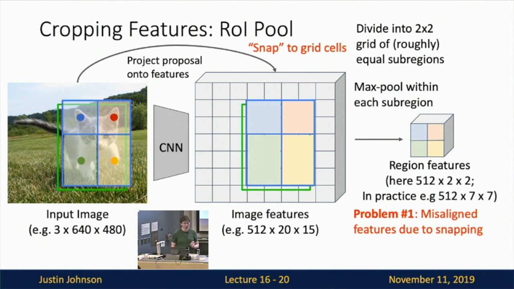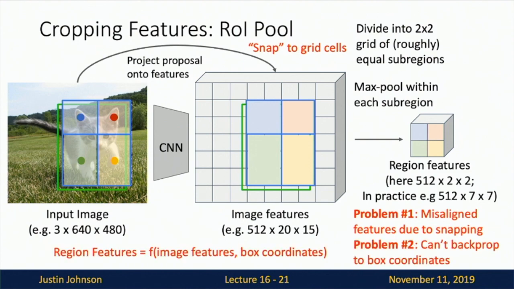Now there's another subtle problem with this ROI pool operation that is also related to the snapping. One way to look at what this cropping operation is doing is that it's a function that takes two inputs and produces one output. The two inputs are the feature map for the entire image and the coordinates of the bounding box at which we want to crop. The output is the features for that bounding box. But because of the snapping, we cannot backpropagate to the coordinates of the bounding box, because the coordinates of the bounding box were always snapped onto the grid cells of the feature map.